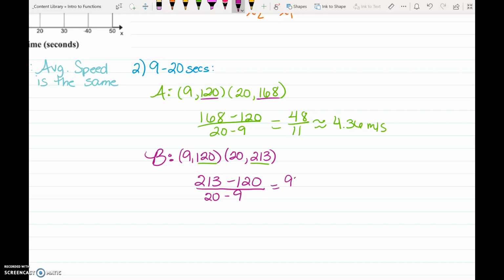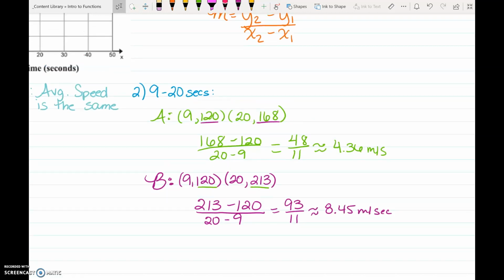All right, so this is going to be a little bit different. So 93 divided by 11, go ahead and round to the nearest hundredth. It's going to give me about 8.45 meters per second for runner B. So who has the fastest average speed?